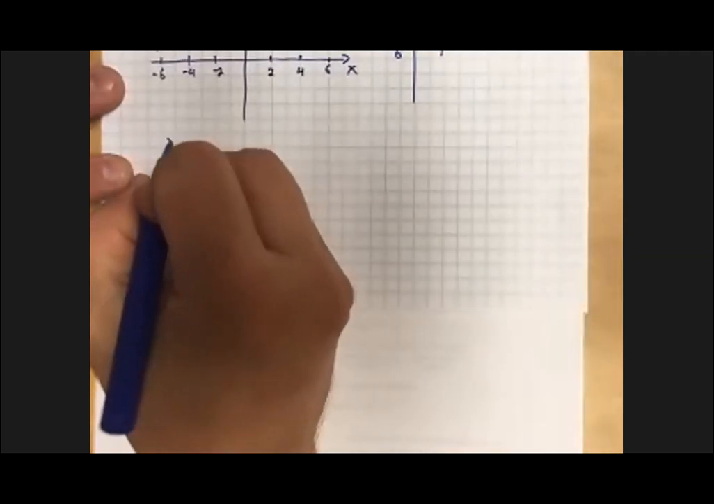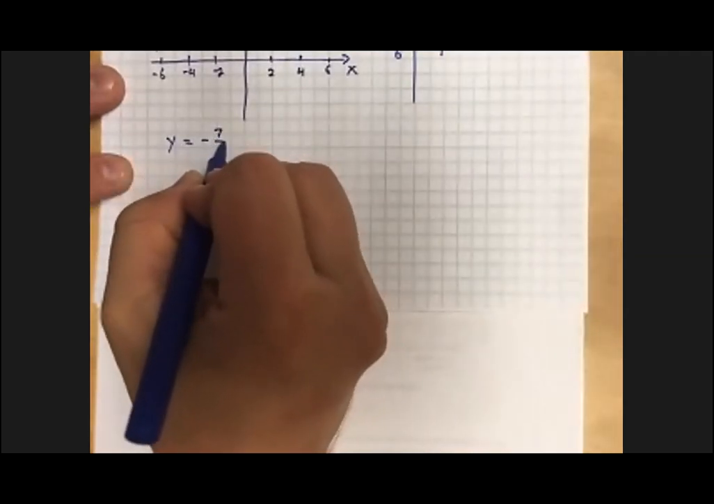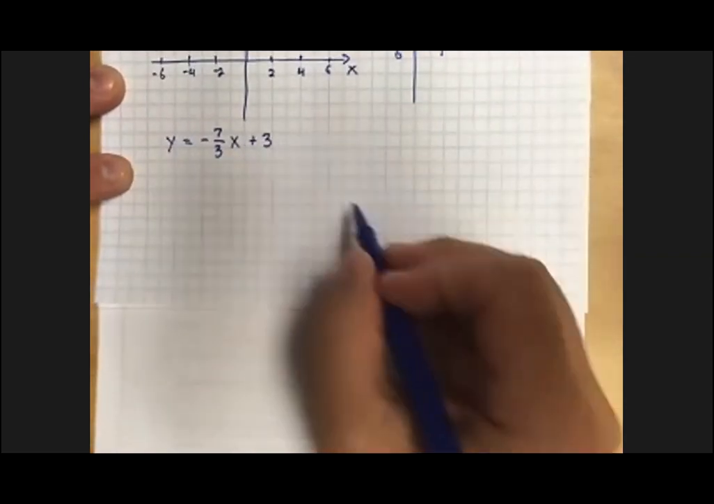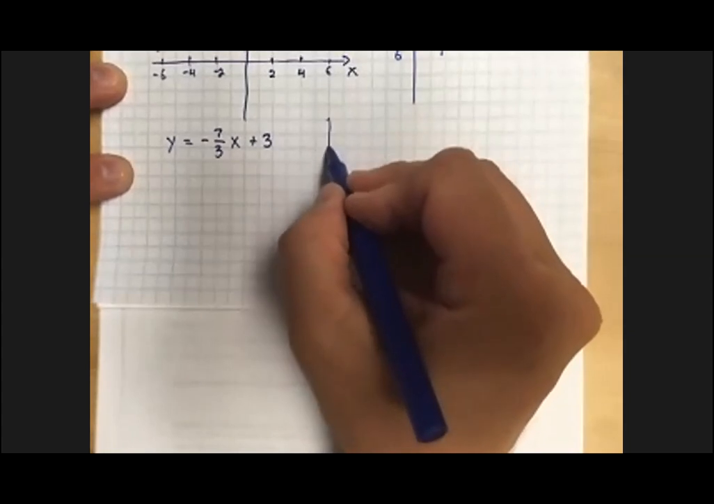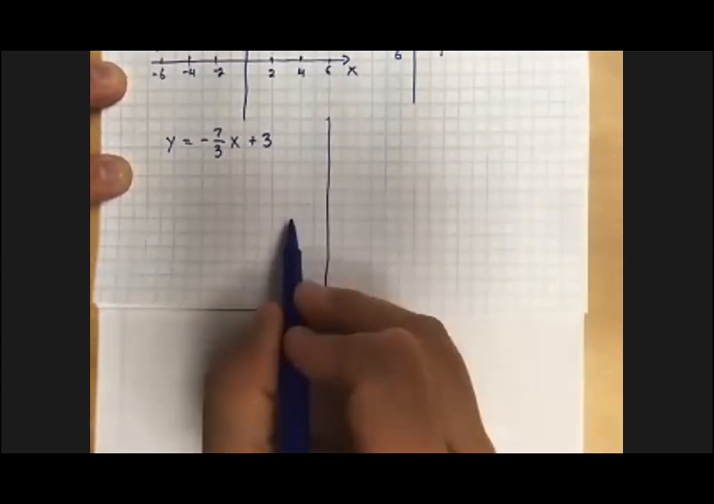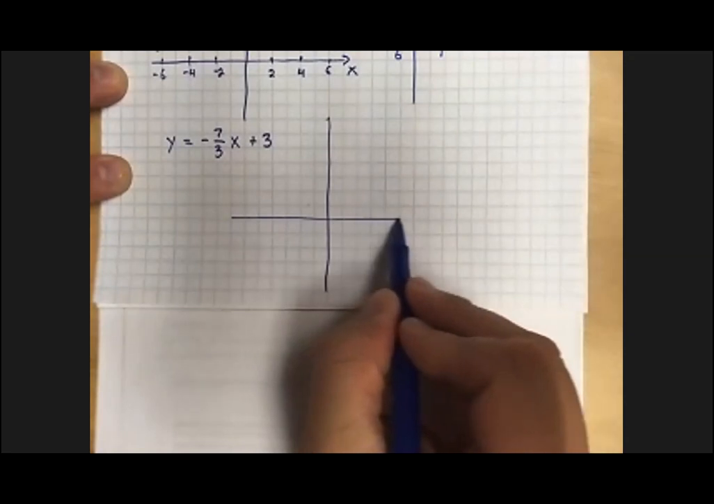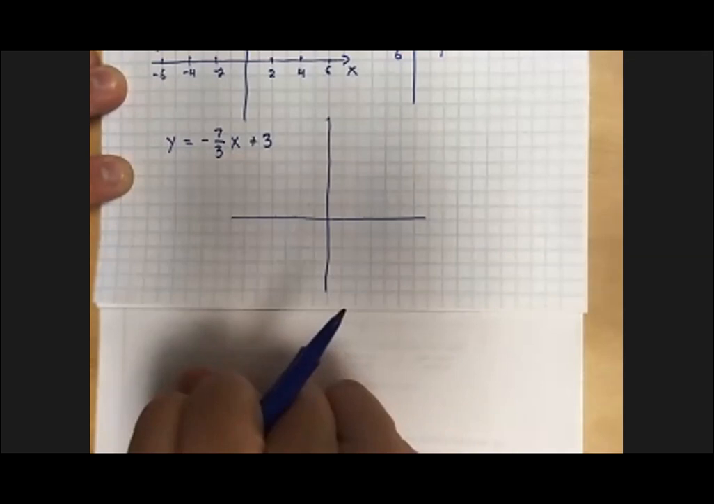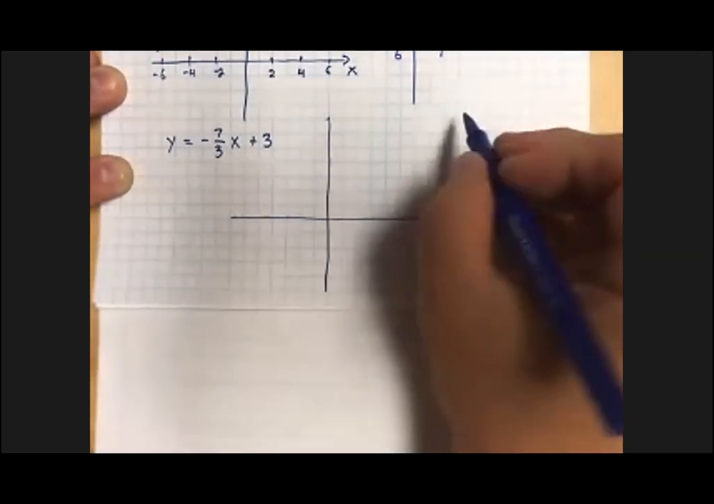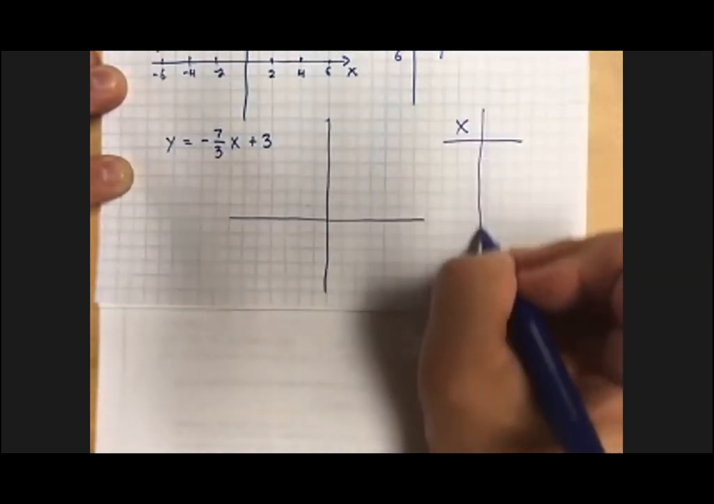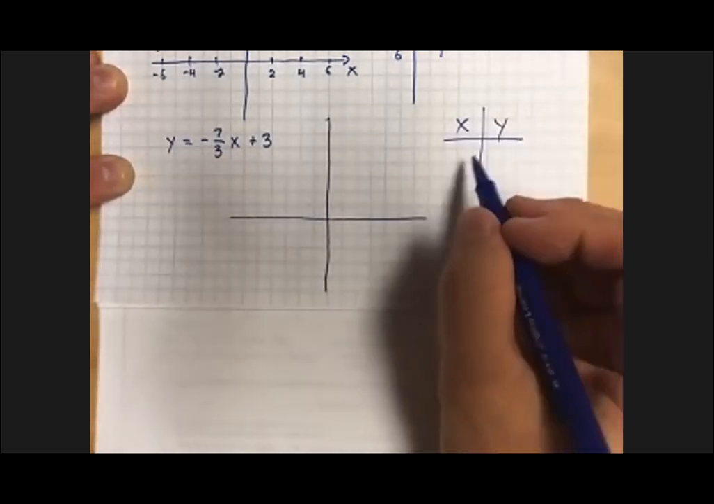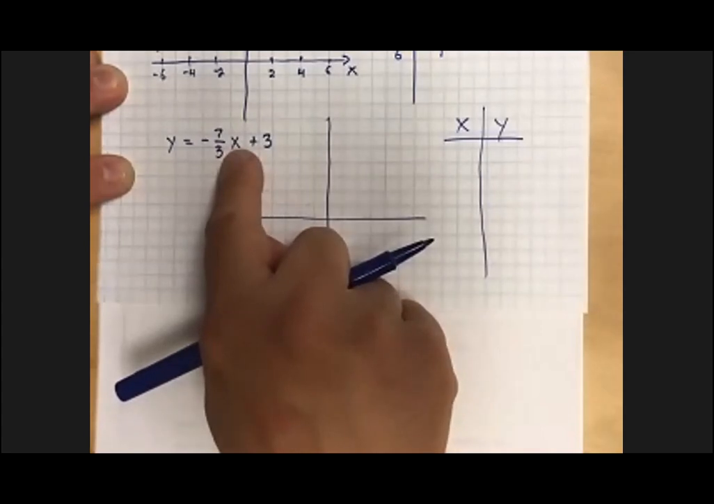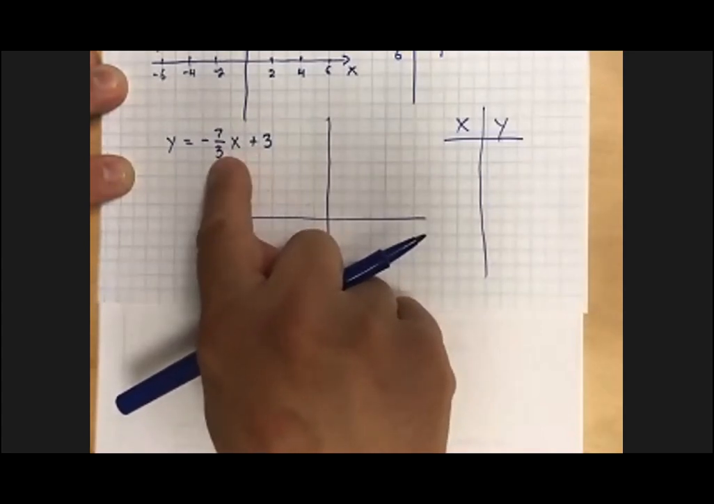But now let me graph this. Y equals minus 7/3 x plus 3. There's no way I want to plug in numbers and generate random fractions here. So what do I do if I want to work smarter? Or if you want to say work lazier? Let's put in a number that gets rid of the fraction.